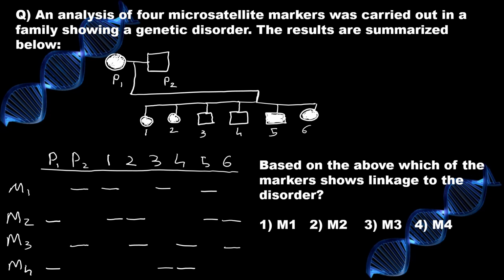So in all these conditions, M2 is the common one. So M2 is the marker showing linkage to the disorder. And for confirmation, we check P2, 3 and 4, and we could not see a band at the M2 position. So this shows that M2 is the marker showing linkage to this disorder.